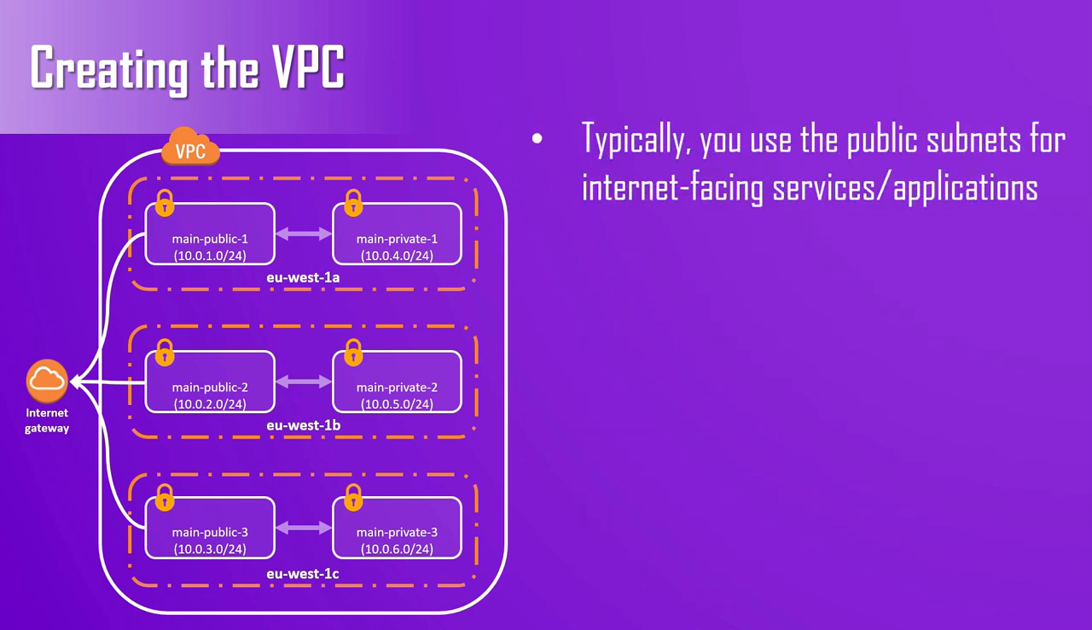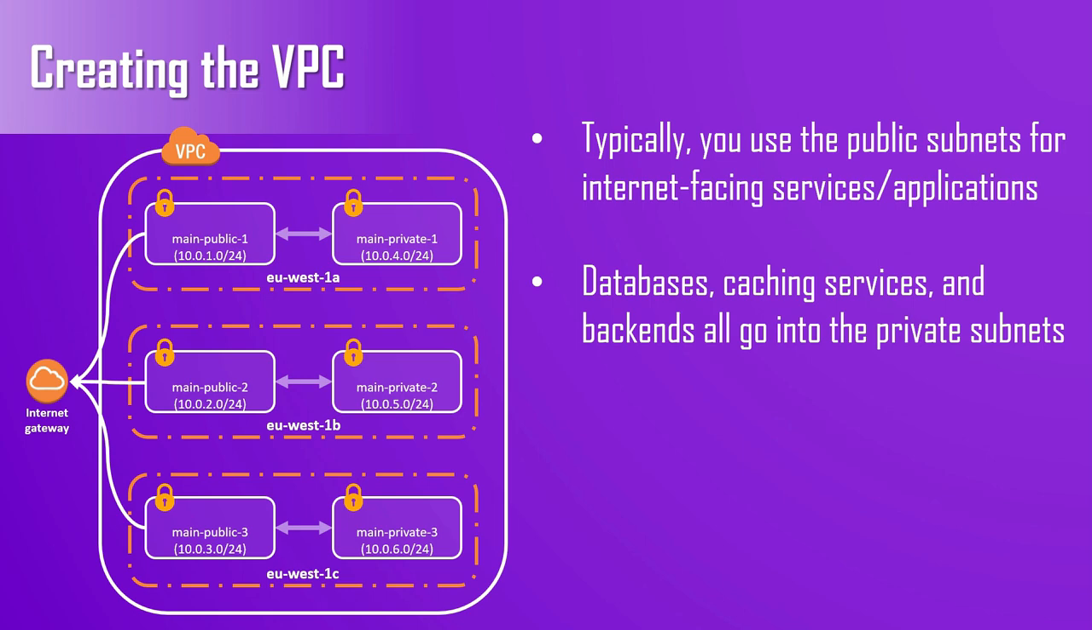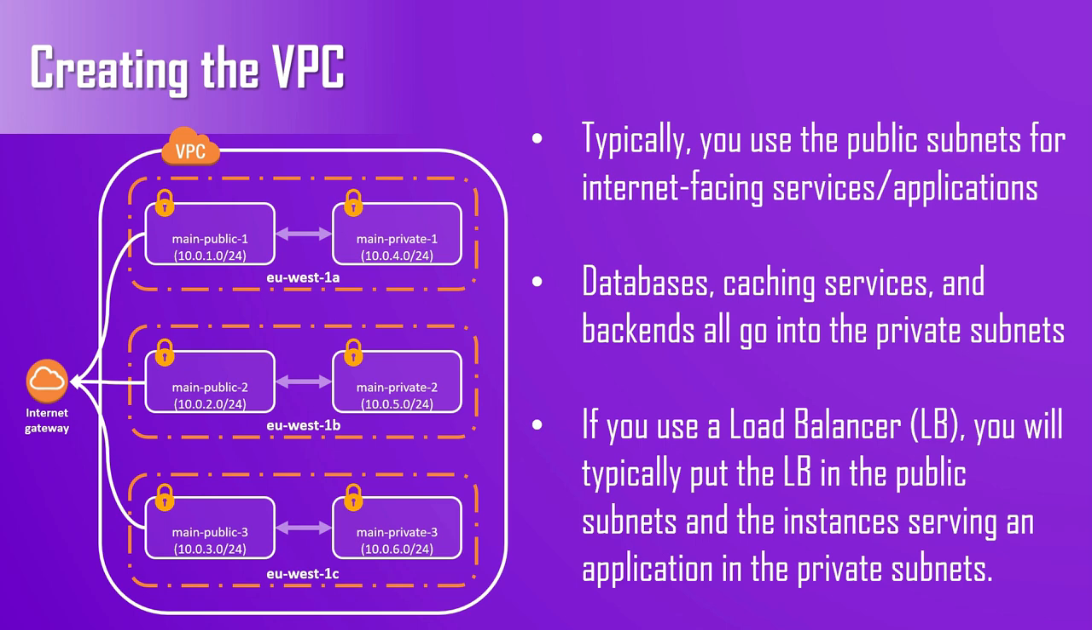Typically, you use the public subnets for internet-facing services or applications. Databases, caching services, and bastions all go into private subnets. If you use a load balancer, you will typically put the load balancer in a public subnet, and then the instances serving an application in the private subnets. So, the load balancer is what you connect to from the internet, and then the load balancer can internally connect to instances in the private subnets.